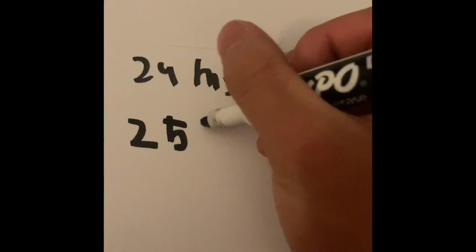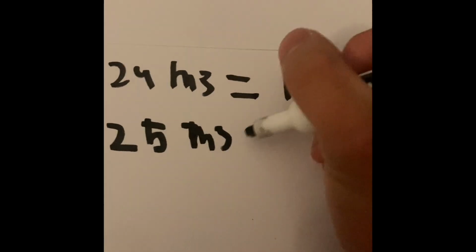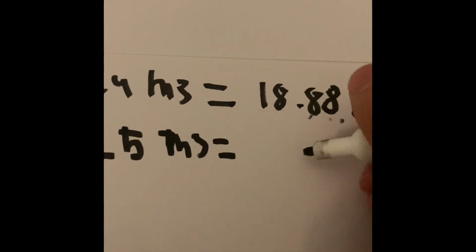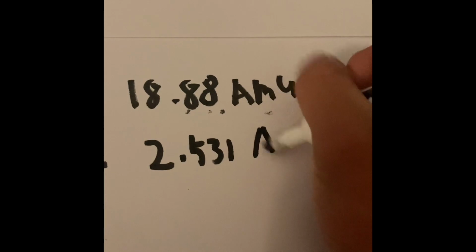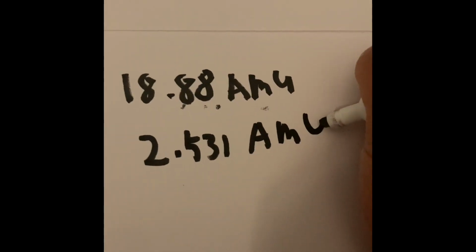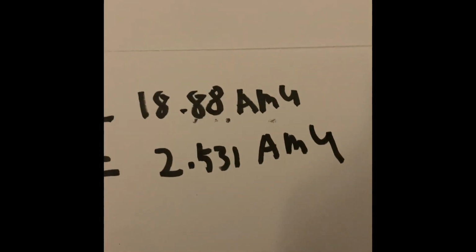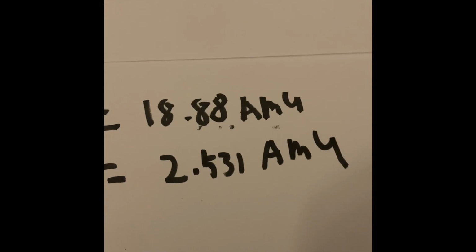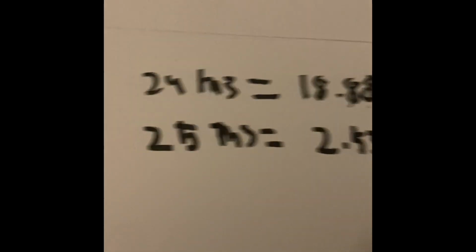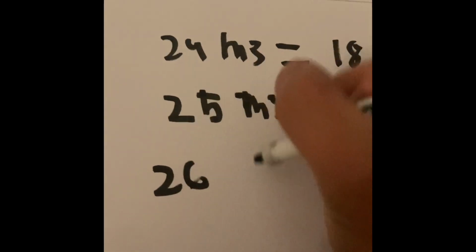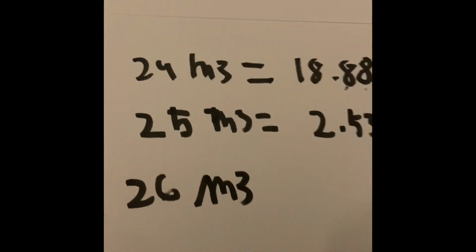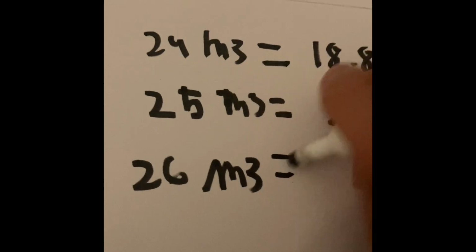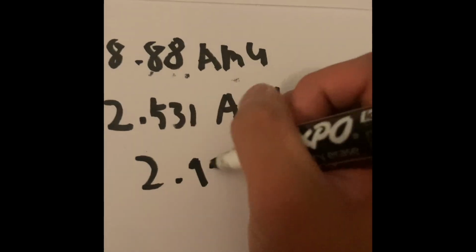Magnesium 25, when we get the answer, is 2.531 AMU. Notice how we round to 3 decimals max. And for magnesium 26, that brings us to 2.902.